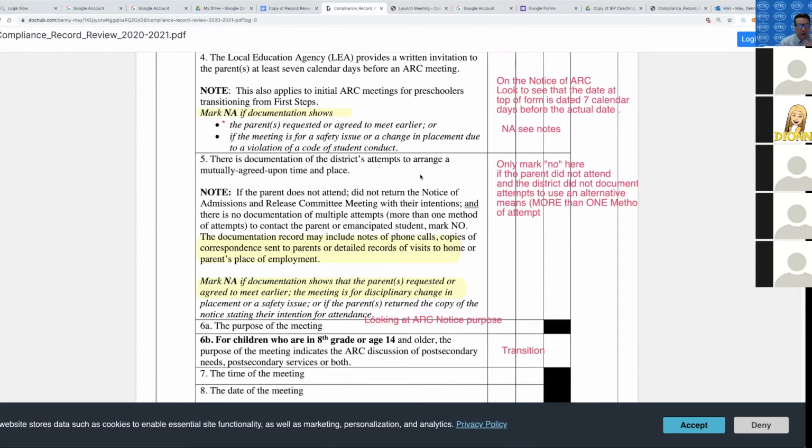The documentation record may include notes of phone calls, copies of correspondence sent to parents, or detailed records of visits to home or parent's place of employment. Only mark no here if the parent did not attend and the district did not document those attempts. Now, the law says that we do 3 notices, and make sure that, if you don't have any correspondence back from that parent and you go ahead and have that meeting, you have those 3 notices documented appropriately, and that you document that parent contact log as such.